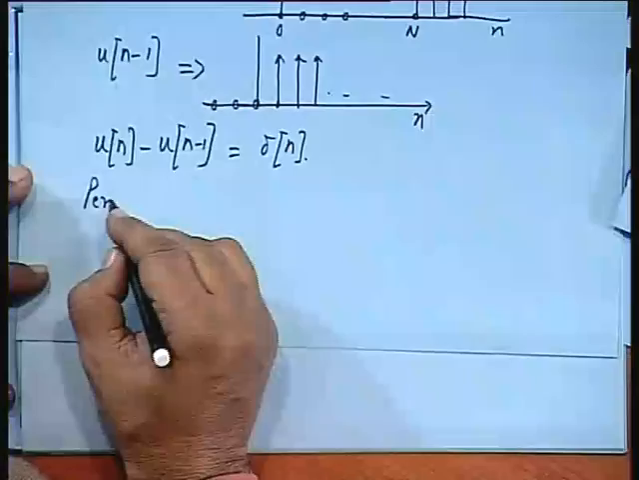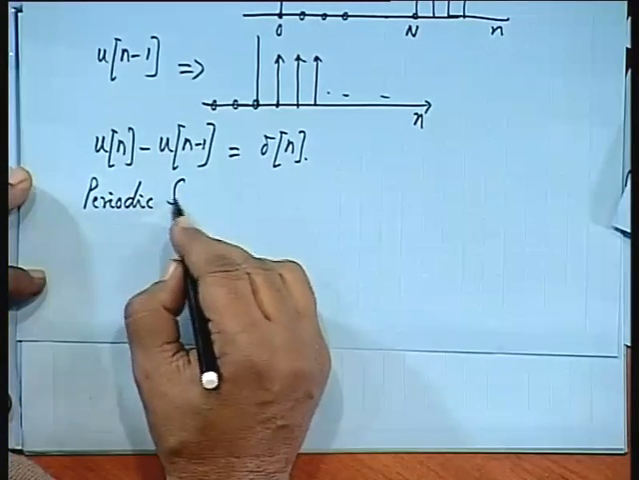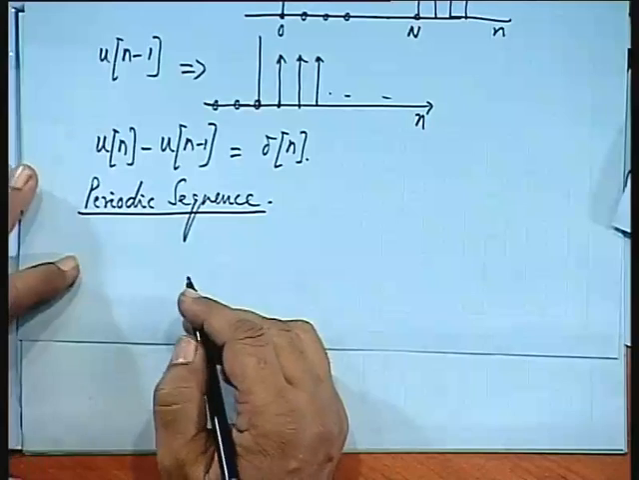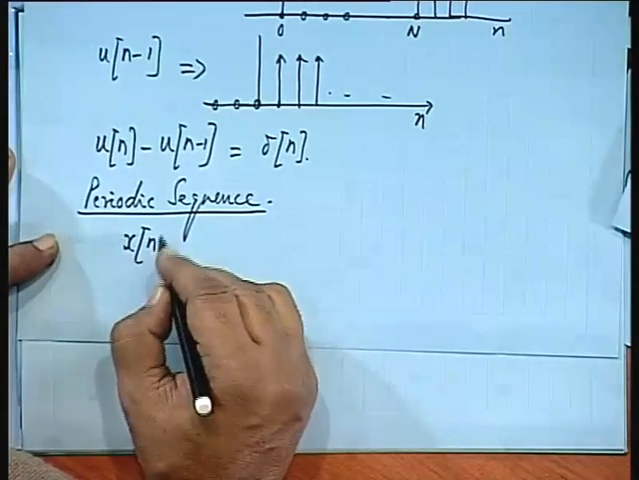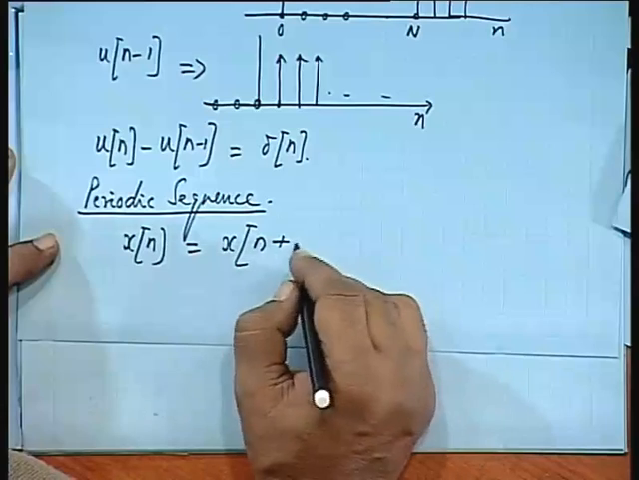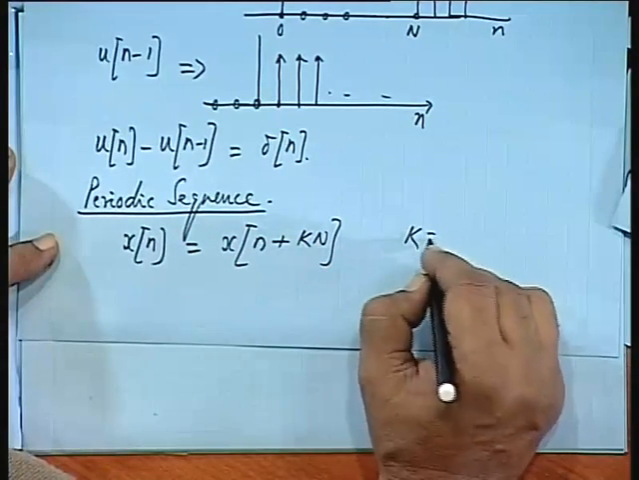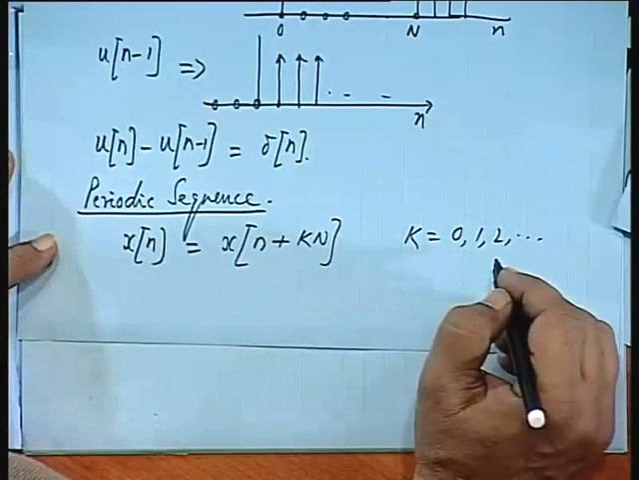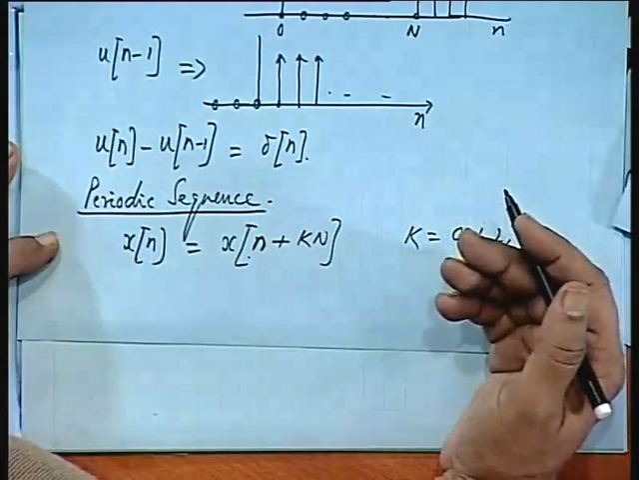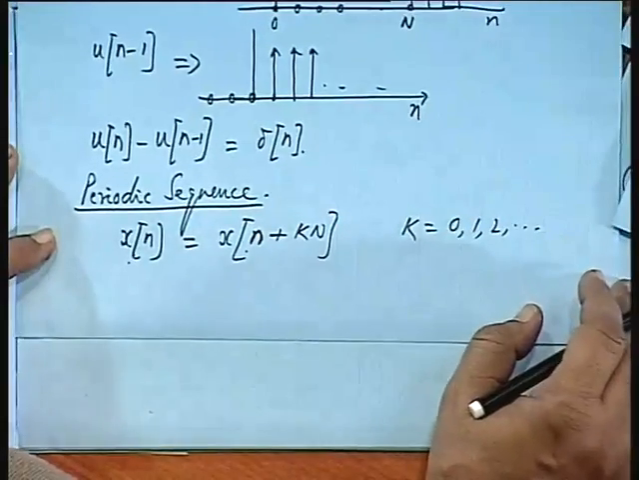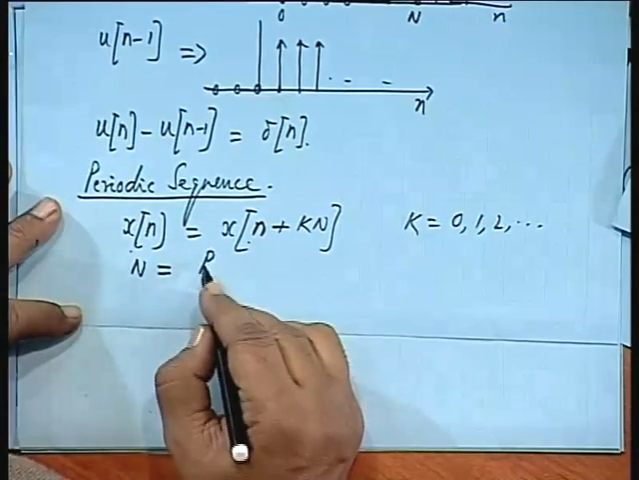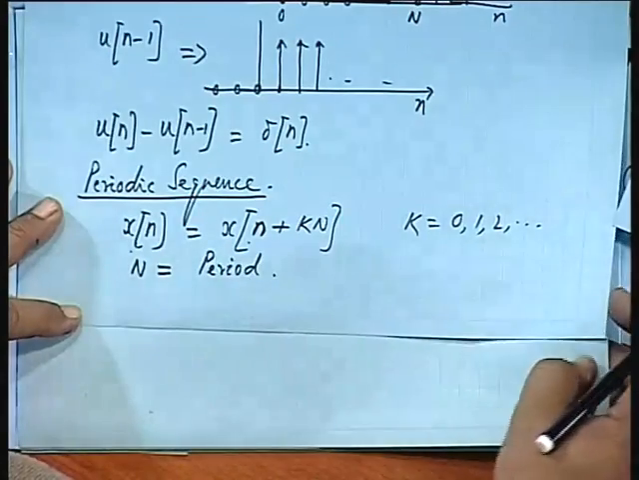Then we define a periodic sequence, very similar to our continuous domain functions. x n, if it is equal to x n plus k N, where k is an integer 0, 1, 2, 3 and so on. That means, if the value of the function is repeated after every capital N intervals, then it is a periodic function. So, in the discrete domain, we define the periodic sequence as the one which obeys this relationship, and capital N is the period.